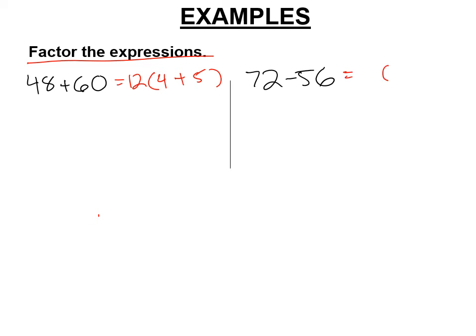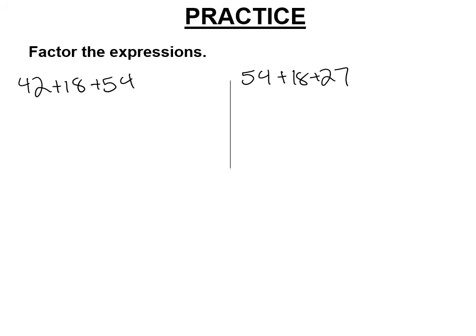What's the greatest common factor of 72 and 56? They're both on the 8 times table, right? 8 times 9 is 72, and 8 times 7 is 56. All right, so we're practicing.